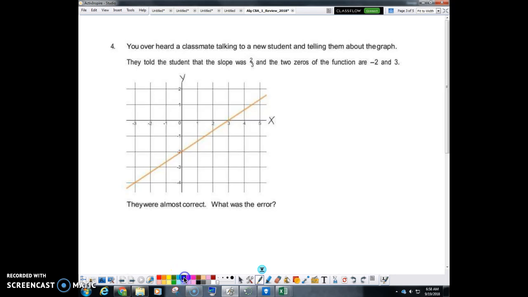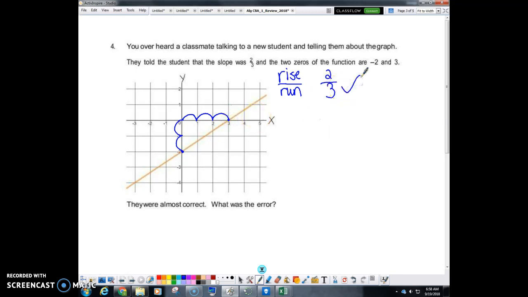So first I'm going to check my slope. I can use this point and this point. So remember, slope is rise over run. Okay, so I go up 2, and then I go over 1, 2, 3. So the slope was good.